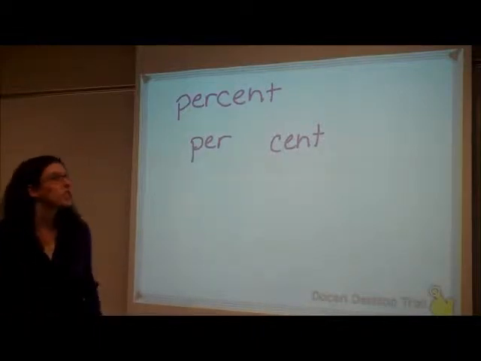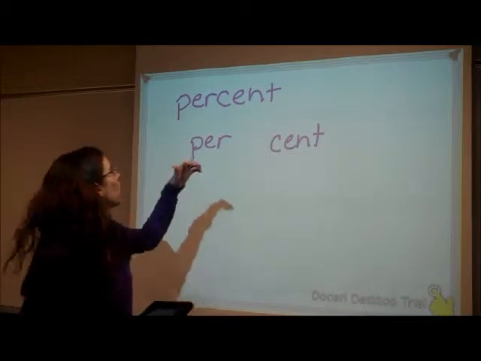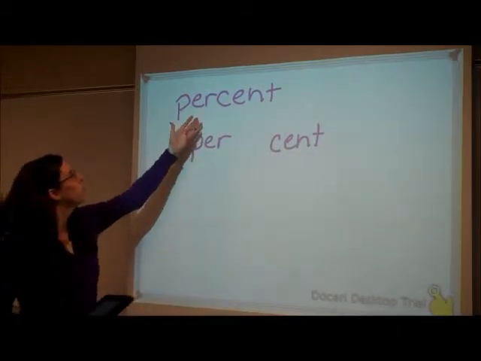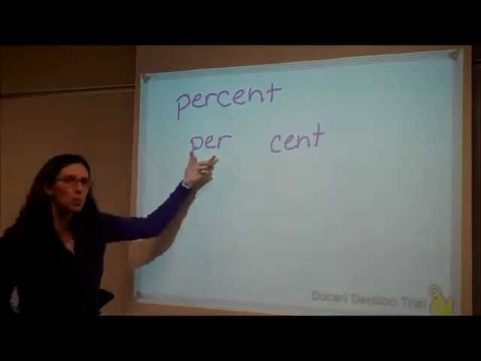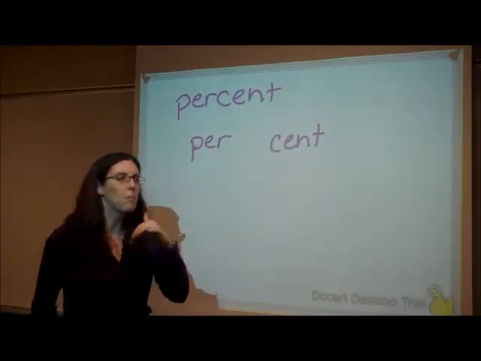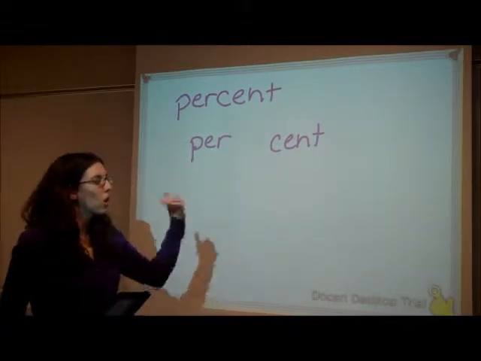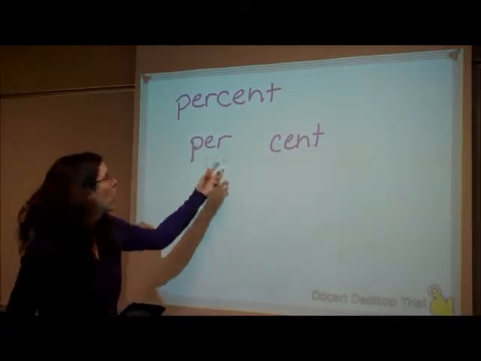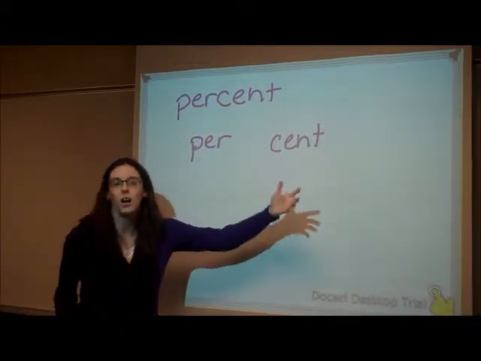This is an introduction to percents. So first of all, let's just look at what the word means. If we break it up, we have per and cent. With per, I want you to think of miles per hour, or feet per second, or cost per item. So we're talking about something for each of the other.